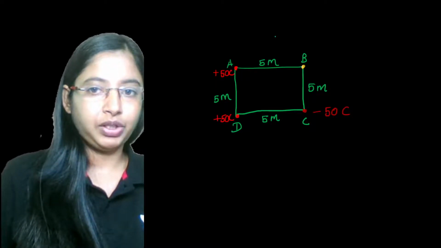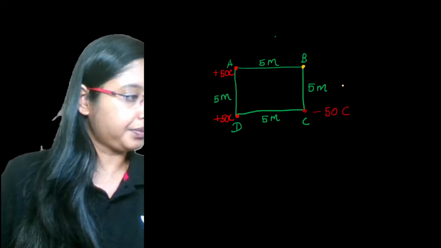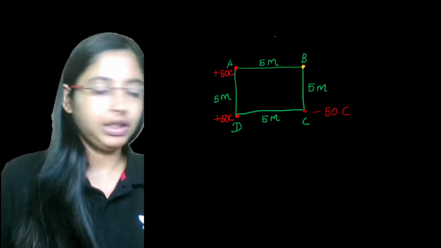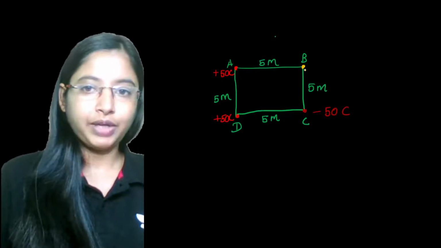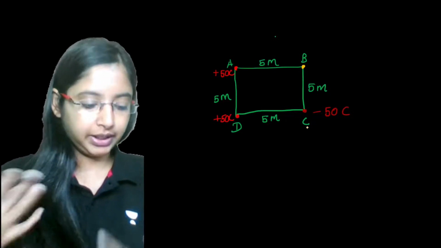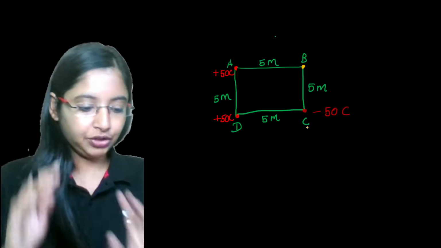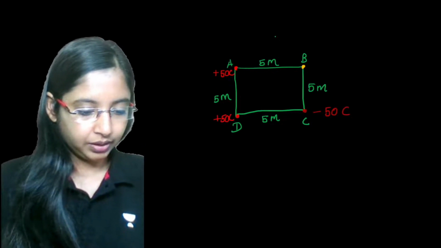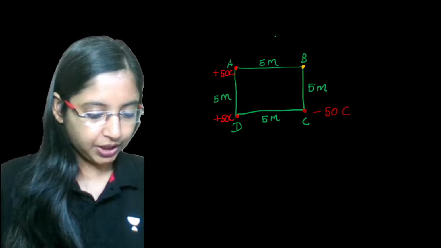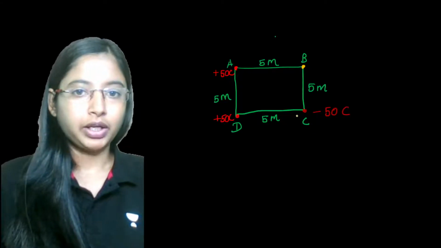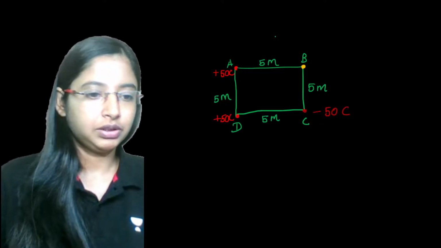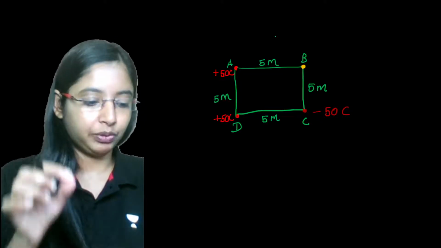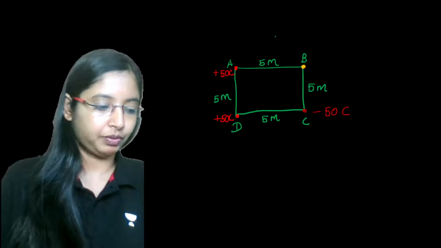Now we want to find the electric field at this point B over here. We want to find the resultant. This is again based on the superposition principle. There are 3 charges. Because of the 3 charges, what will be the electric field at point B? What will be the resultant electric field? That's what we want to find.